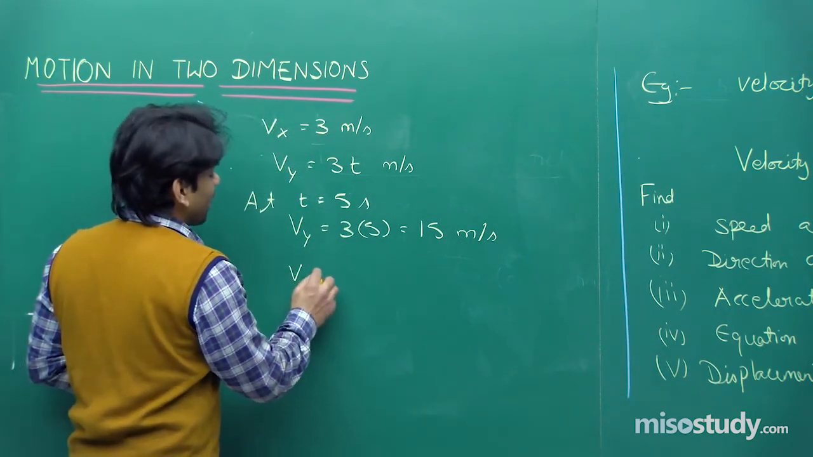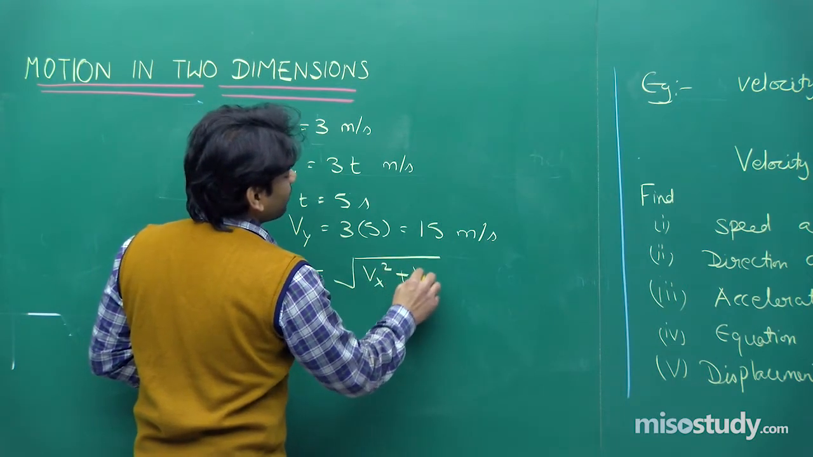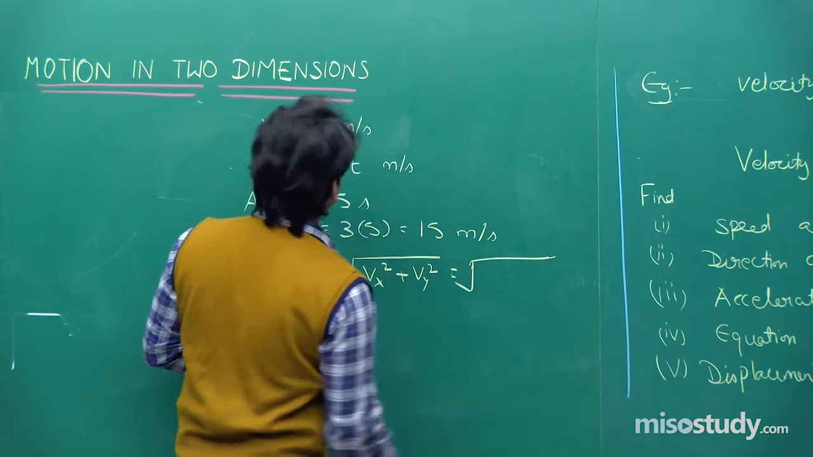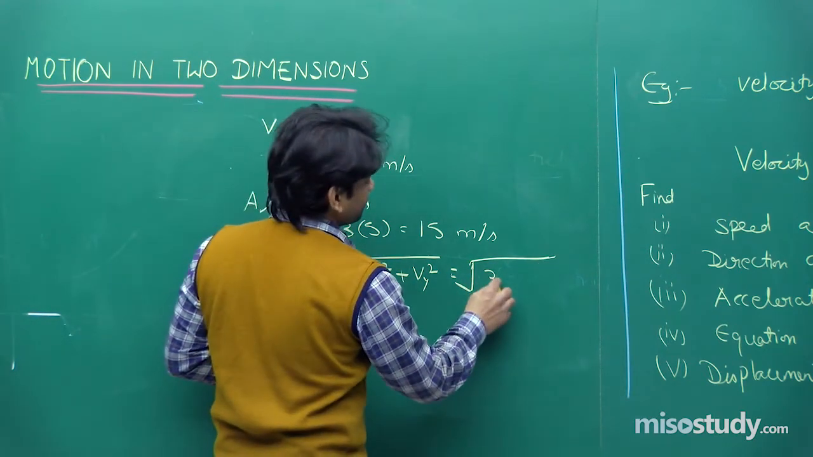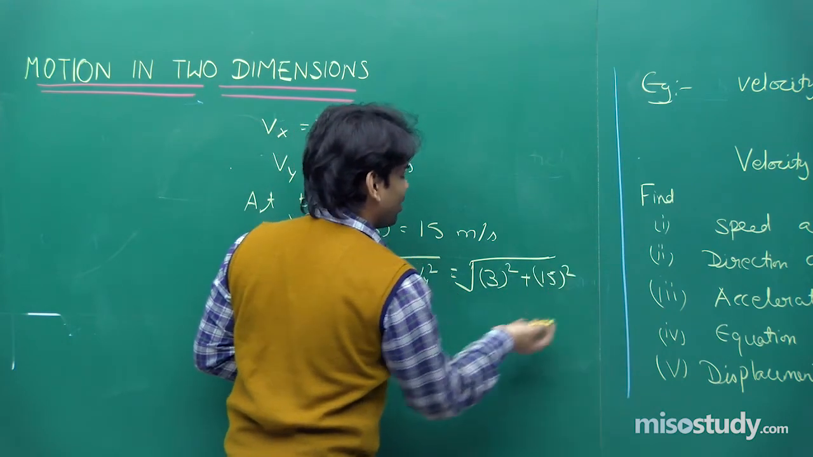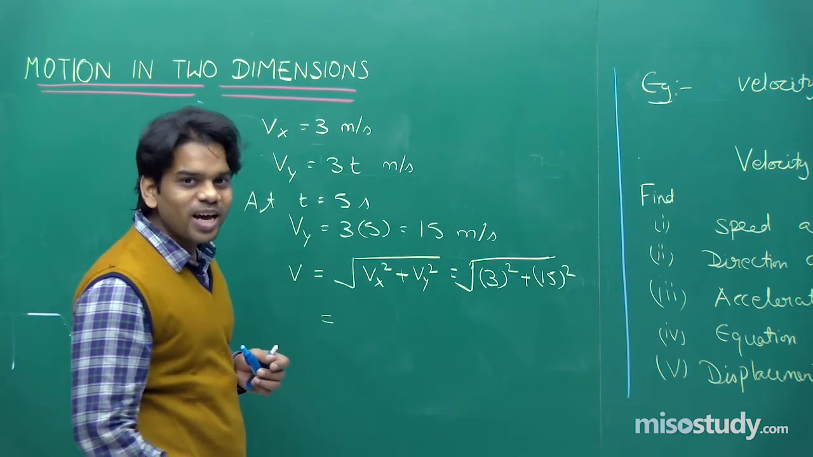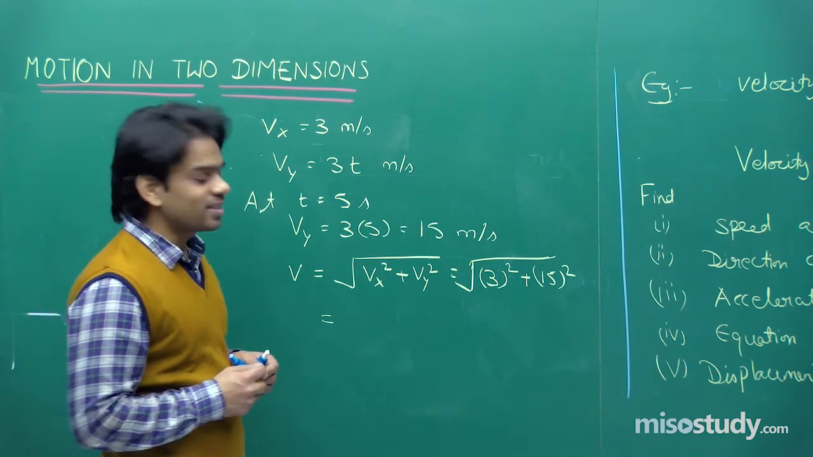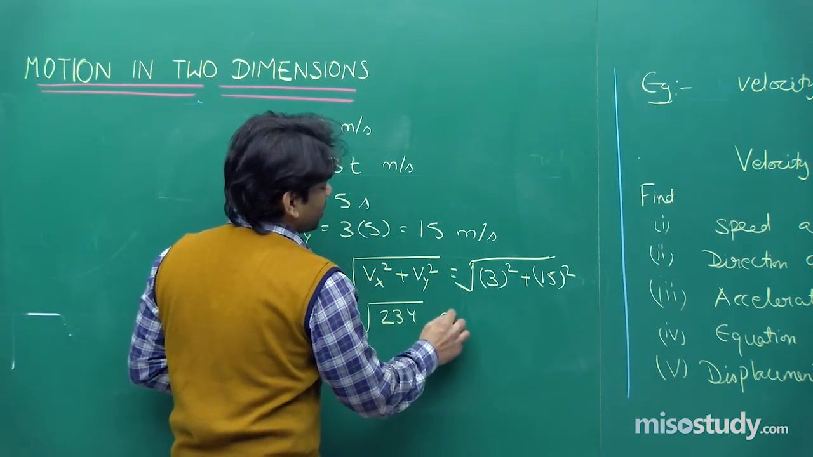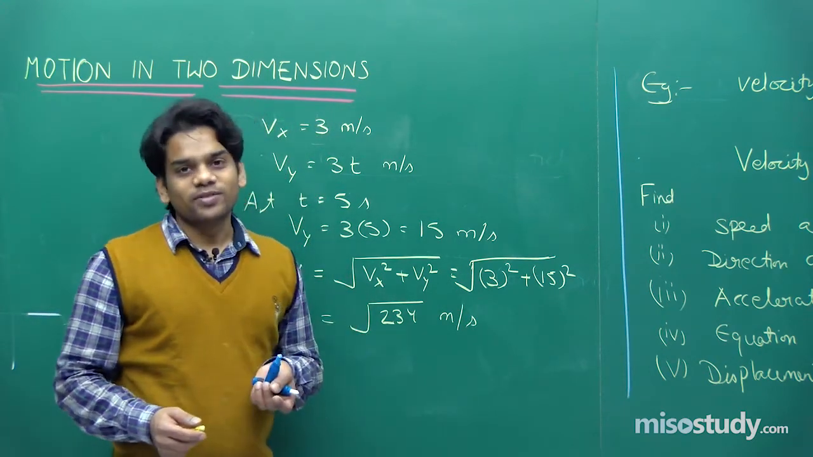Speed, we know, is the magnitude of velocity, that will be equal to the square root of Vx whole square plus Vy whole square. Find out this value: 3 whole square plus 15 whole square. 3 whole square is 9, 15 whole square is 225, 225 plus 9 you will get 234. So under root 234 meter per second is the speed of the particle at t equals 5 seconds.